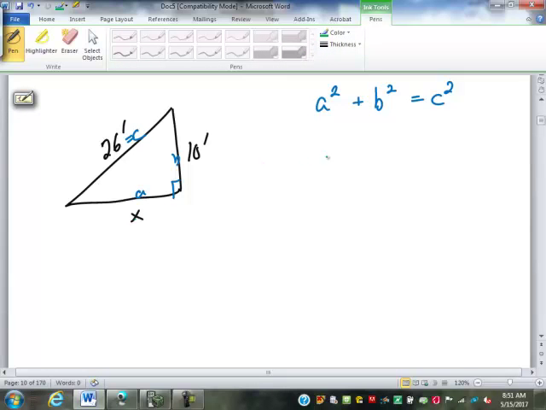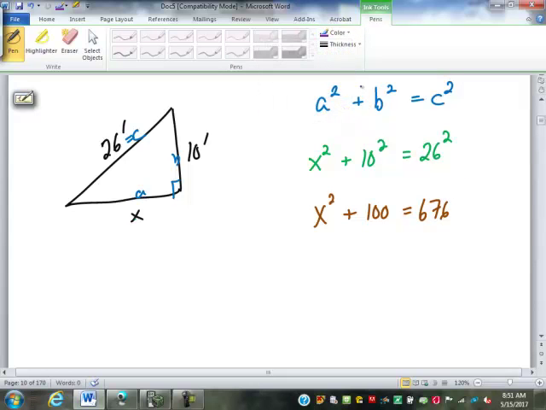So A squared, A is x, so that's going to become x squared, plus B squared, well, B is 10, so that's going to be 10 squared, equals C squared. C is 26, so that'll be 26 squared. X squared doesn't change. 10 squared is 100. 26 squared is 676.